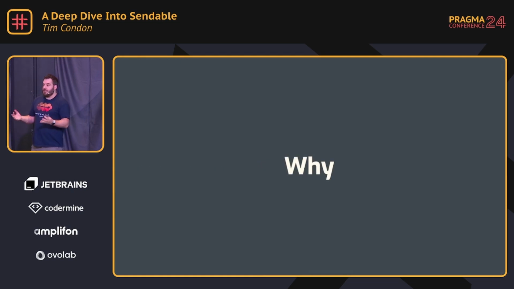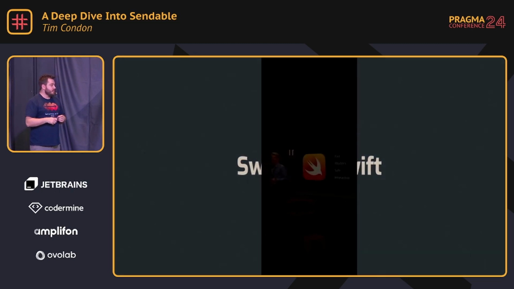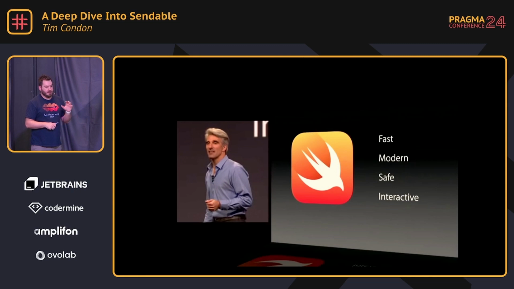So why does Sendable exist? In order to look at why Sendable exists, we need to take a step back and look at Swift itself. As mentioned, Swift was introduced in 2014 at WWDC. And it had four top-level goals. It was supposed to be safe, modern, fast, and interactive, in that order up there.